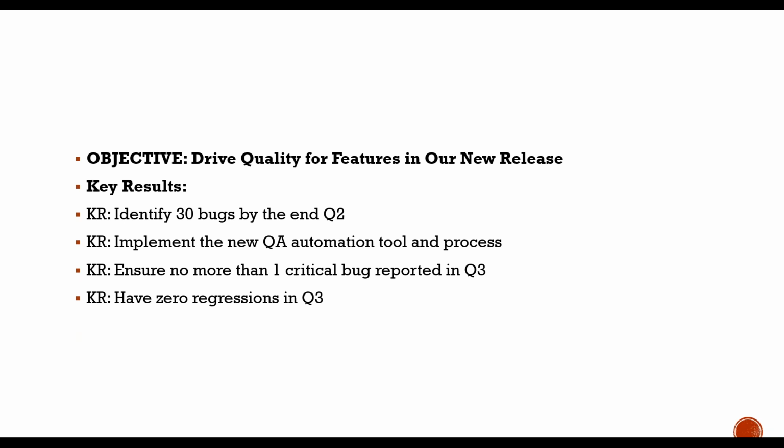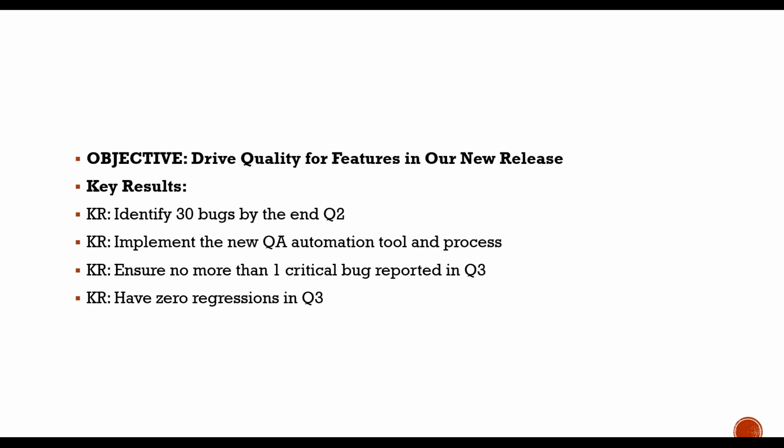And drive quality for features in our new release key results. So this is an objective with key results like identify 30 bugs. This is basically for the QA team, to drive quality for features in our new releases: identify 30 bugs by the end of the quarter, implement a new automation tool and process to improve testing and reduce the time in testing, and ensure no more than one critical bug reported in Q3.